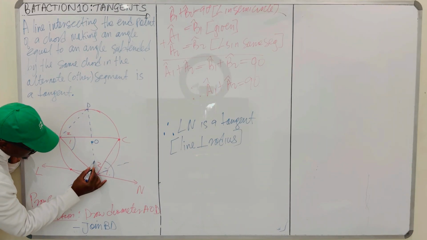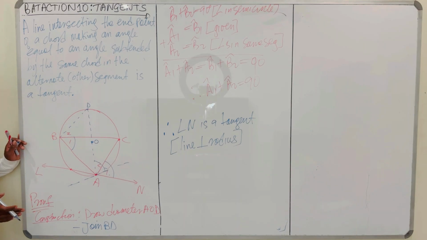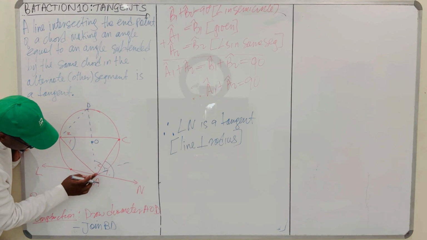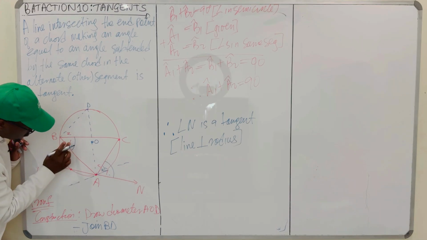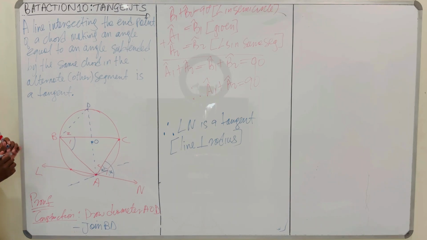You know that this angle here is equal to this angle here. Yes. But this is a problem. How can this small angle equal this and that big one equal to this? This is a contradiction. Do you see?